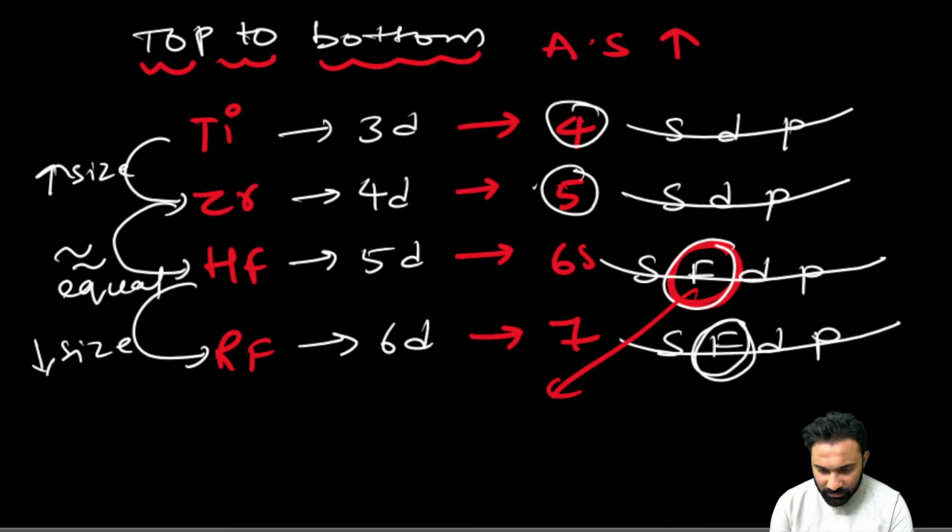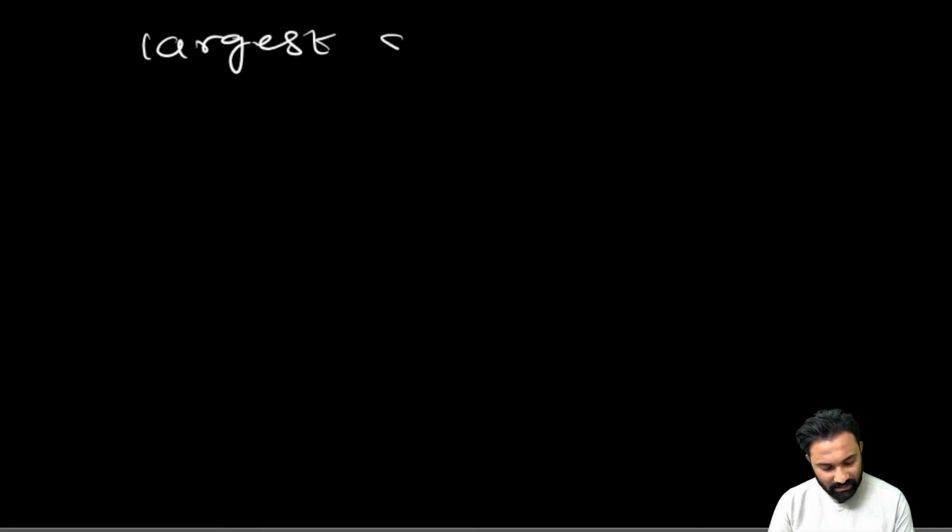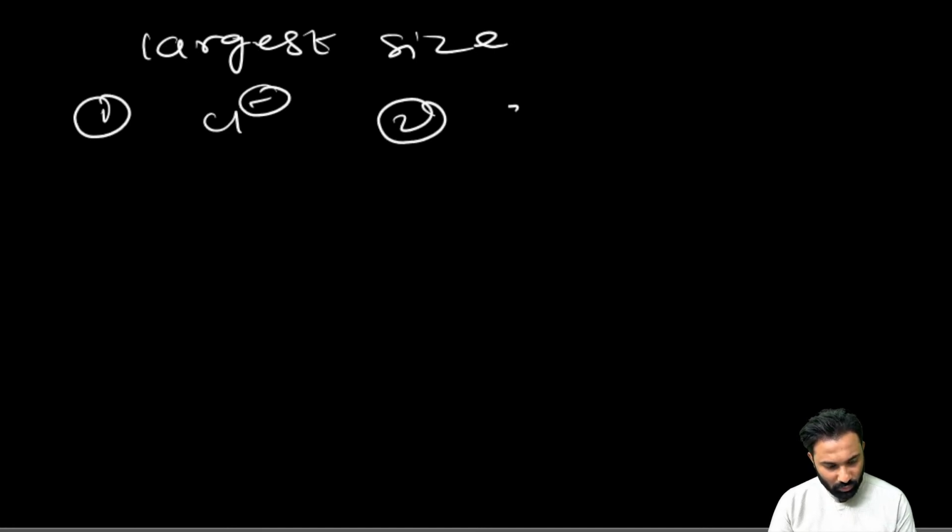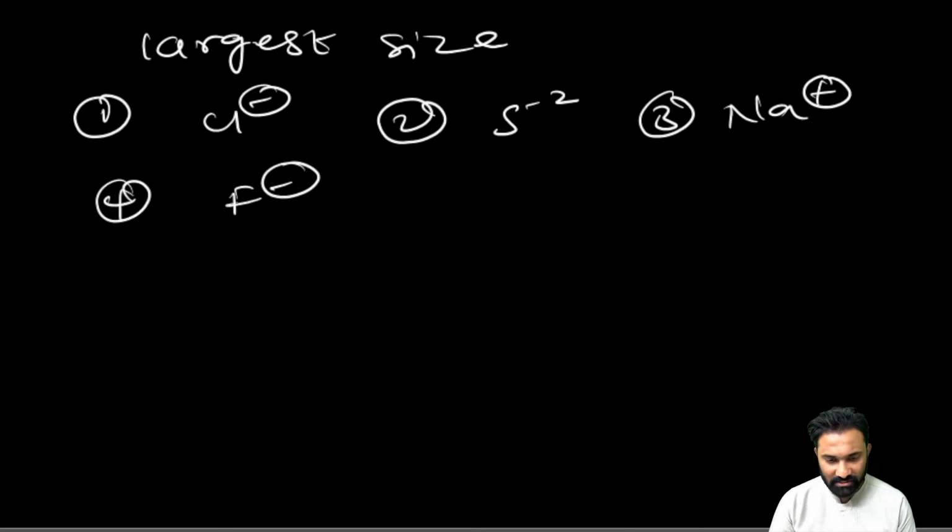Now we'll do some questions. The question is about the largest size among them. One is Cl minus, two is S minus 2, three is Na plus, four is F minus. Which is having the larger size?